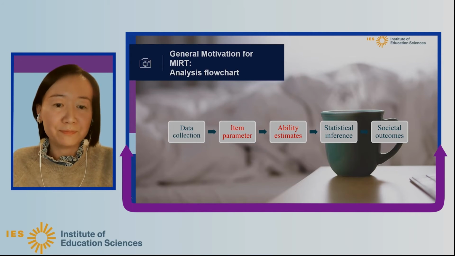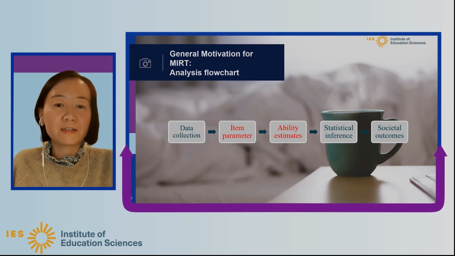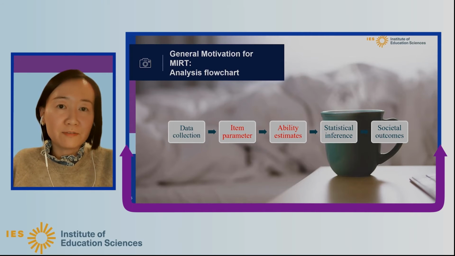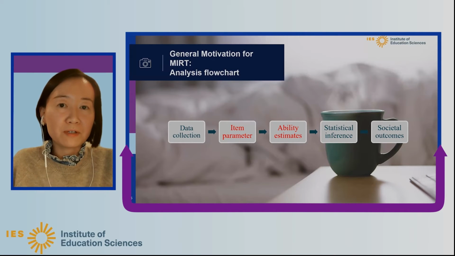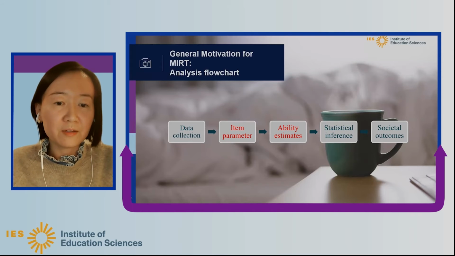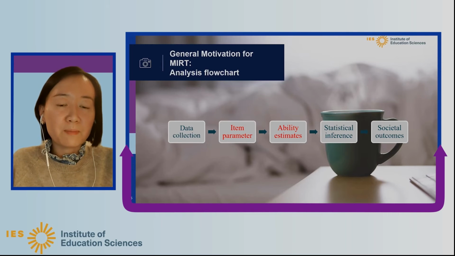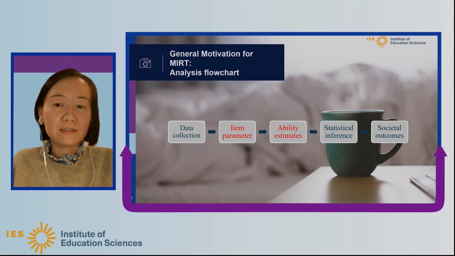Okay, starting from data collection, if this is large-scale educational survey data, then the data collection involves a complex matrix sampling design. So assume the data is collected from a representative sample. Then the next step is to obtain item parameters, also known as IRT model calibration. In this step, the best fitting model needs to be decided, and an efficient algorithm needs to be used to carry out model calibration.